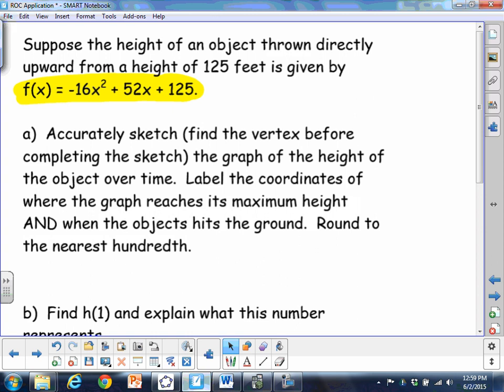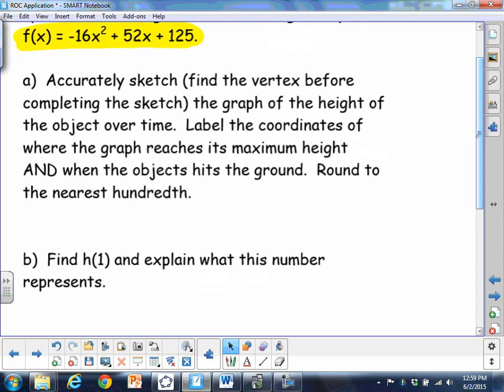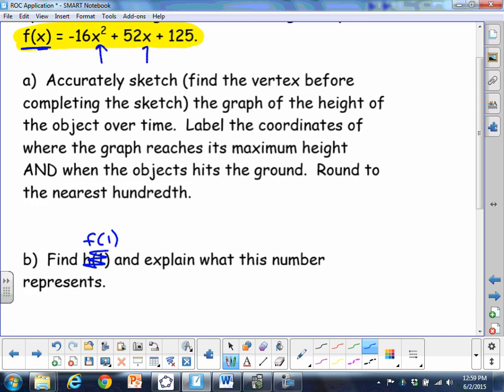Let's find h of 1, and actually I meant to make this f of 1. I had changed it from h to f and forgot to change that part, but we had named the function f, so let's just keep it f. So f of 1 is really just plugging 1 into the x's in this equation, and what it is doing is finding the actual height of the object at 1 second.